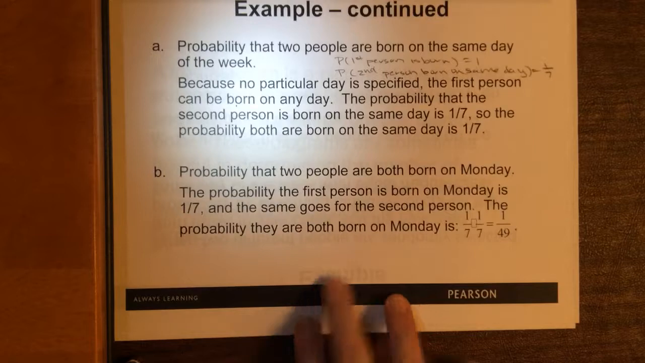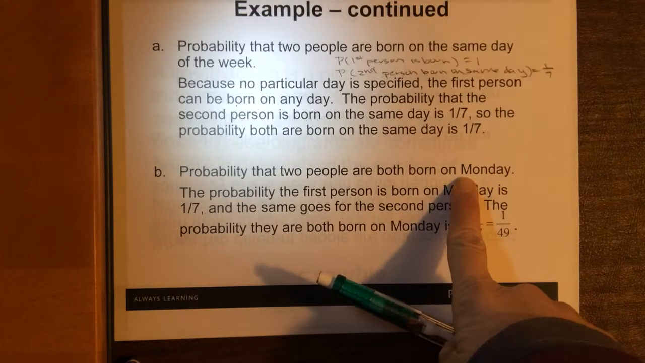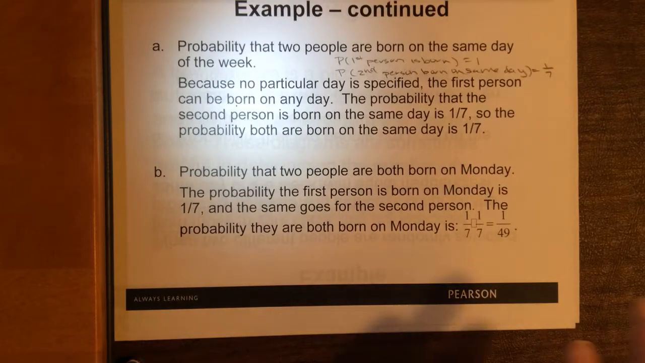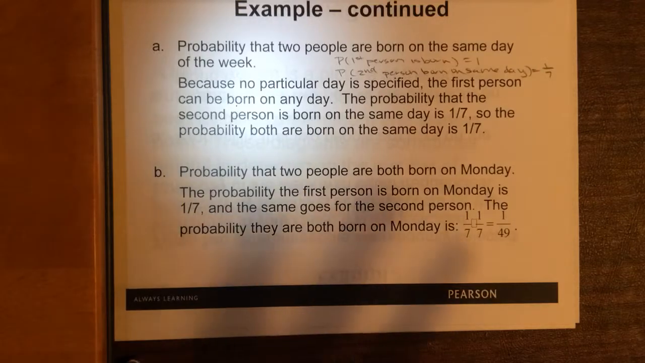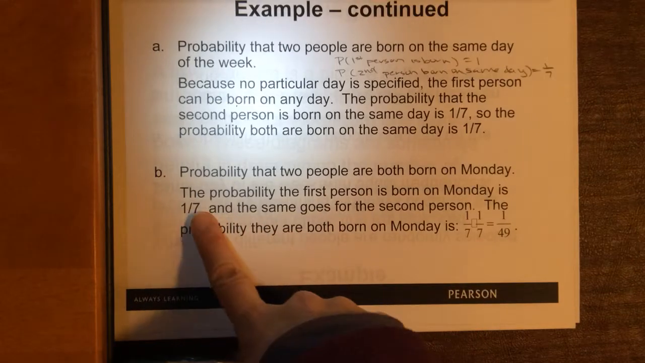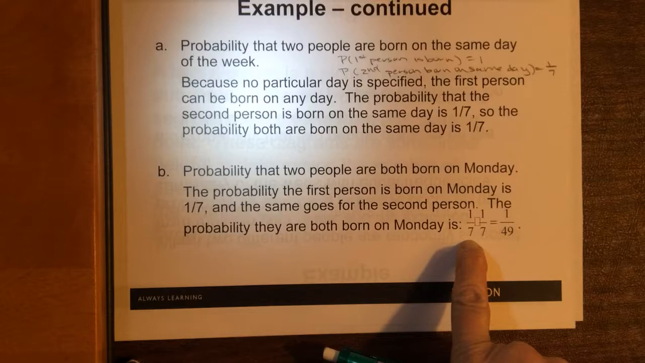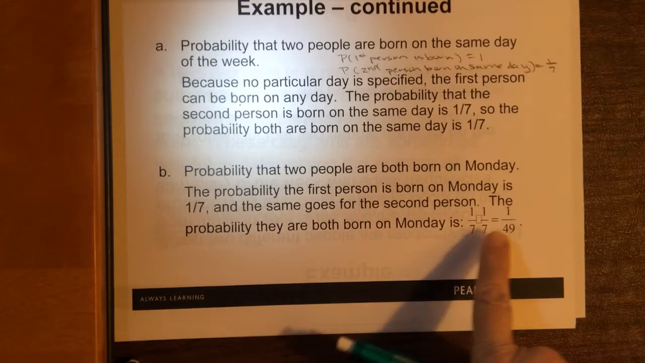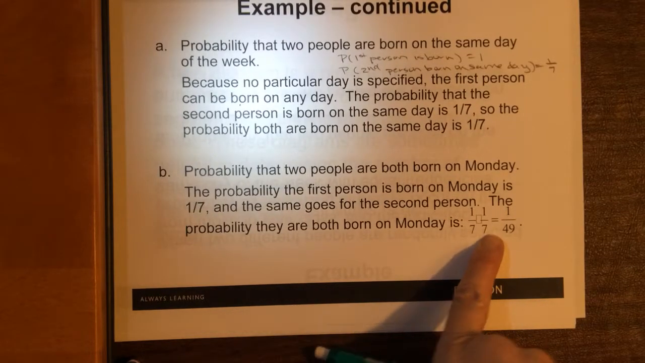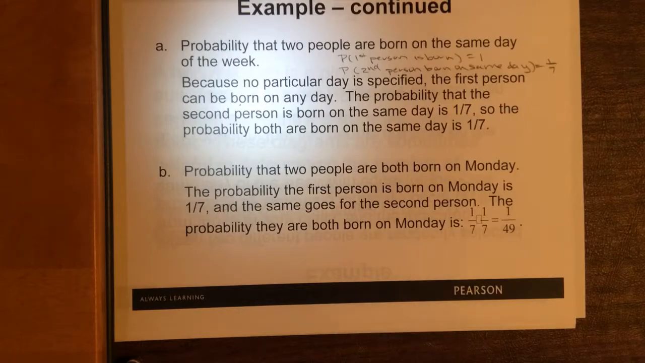But if I'm trying to be specific about Monday, well, the first person's and the second person's births are independent of each other. The fact that the first person's born on Monday does not affect the day the second person will be born. So they're independent, and they're each 1/7. So now the probability the first person's born on Monday times the probability the second person's born on Monday is 1 out of 49. Independent events.